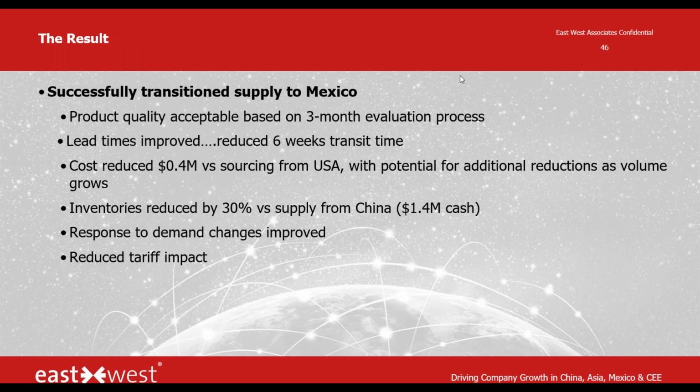And it turned out to be successful. It took us about 3 months to do the transition. Achieved the expected reductions in lead times. About 6 weeks in transit time was reduced. Reduced costs moderately on a unit cost basis by $400,000. Inventories reduced significantly, over $1 million, and it reduced the tariff impact, close to $1 million improvement also. So a pretty successful project for us.